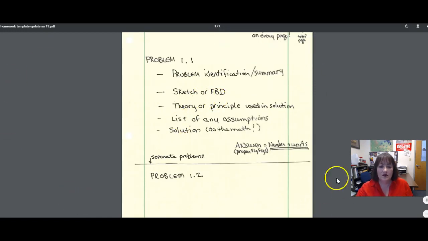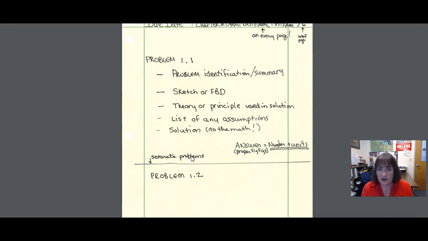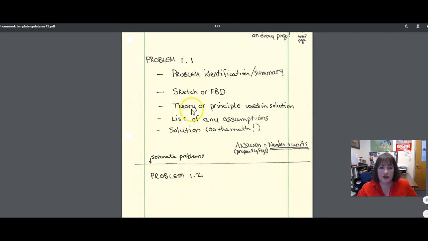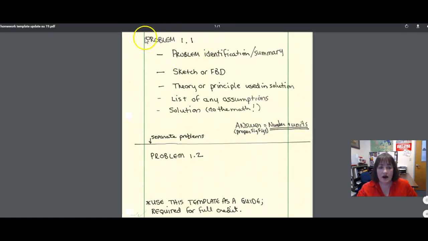Now, as far as the problem setup, you don't have to change pages. In other words, you can have more than one problem per page, or you can start a problem that you don't finish on a particular page. But every problem has to be clearly demarcated from the other problems by putting problem and then the number of the problem off to the side.